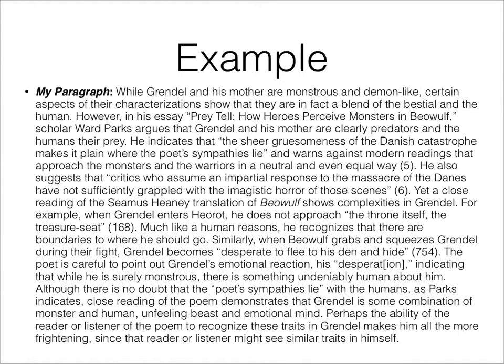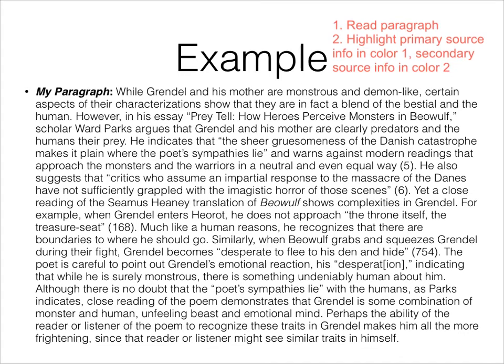Now that you've looked at the thesis and the passage from the secondary source, we're going to take a look at an actual paragraph that uses both a primary and a secondary source. What I would suggest is for you to do two things. First is to read through the paragraph, and then second is to highlight the primary source info in the first color that you choose and the secondary source info in the second color that you choose. Figure out where it is that conversation's happening and how the author of this paragraph can switch between the primary and the secondary source just like you would in a normal conversation.